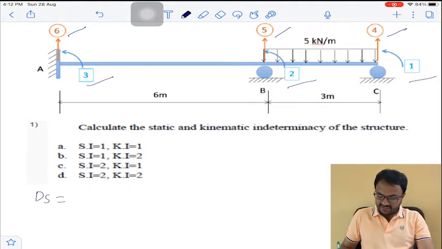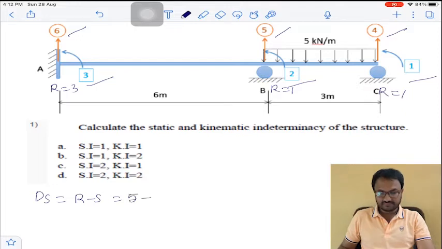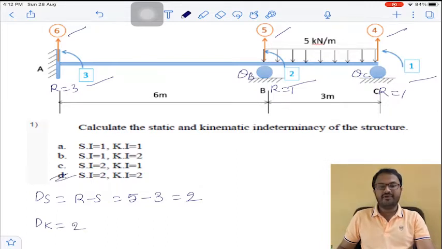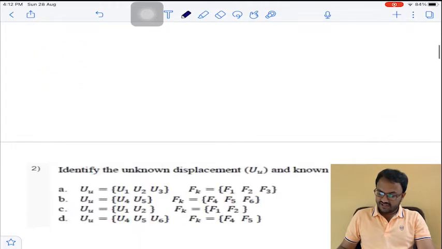Degree of static indeterminacy is equal to R minus S. Number of reactions at fixed support is 3. At roller is 1, at roller is 1. So 3 plus 2 is equal to 5. And equilibrium equations available in the analysis are 3. 5 minus 3 is equal to 2. And the degree of kinematic indeterminacy is equal to 2, there is one rotation, there is one more rotation. So option D for question number 1. Next question.